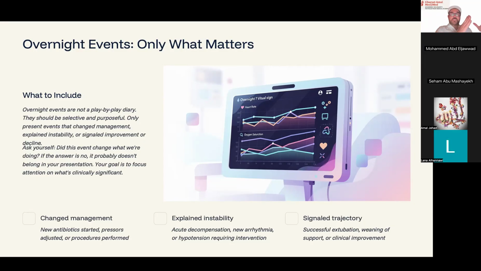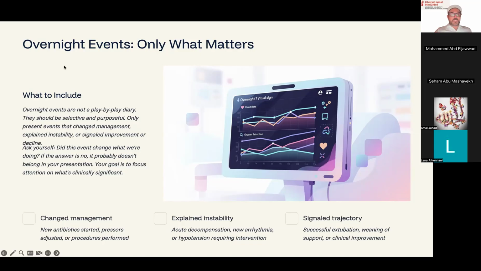فهمت علي? So you organize your thoughts. You don't just say, it's a fever and I had a headache and had this. It's not just narration by chronological order. It has to be organized. So ask yourself, did this event change what we're doing? If the answer is no, it probably doesn't belong in your presentation. Okay? هل الأحداث غيرت الخطة العلاجية?